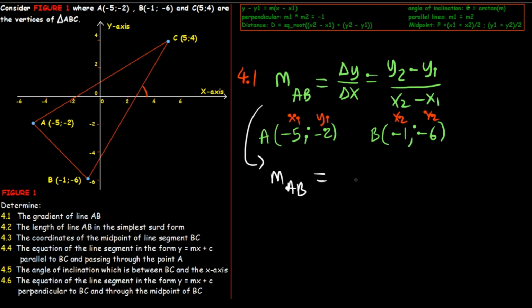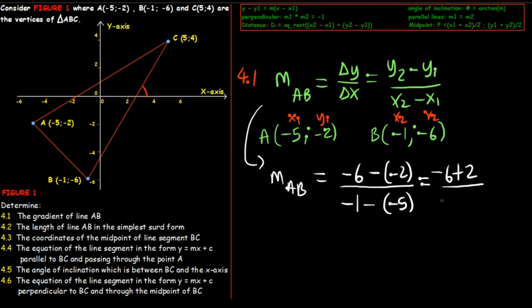Alright, so our y2 is -6, then we say negative our y1, which is -2. Then we say divided by our x2, which is -1, then minus our x1, which is -5. Great. So include these terms in brackets because this negative actually affects our terms. As you will see, this just serves as -6 plus 2 over -1 plus 5. Alright, so this will leave us with a -4 and a 4, which will give us -1 as our gradient.